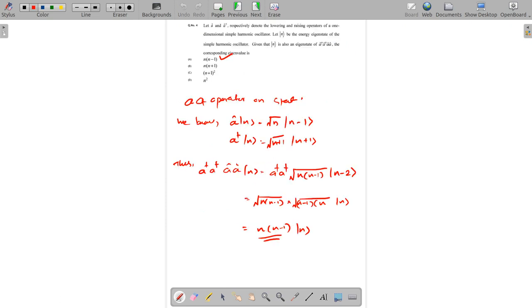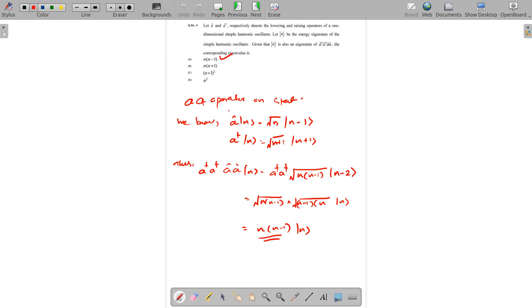Moving on, question number 4. If A and A dagger respectively denote the lowering and raising operators of 1D SHM, and ket n being the energy eigenstates of SHM, given that ket n is also an eigenstate of the operator A dagger A A, the corresponding eigenvalue is. Okay, so again an easy question.